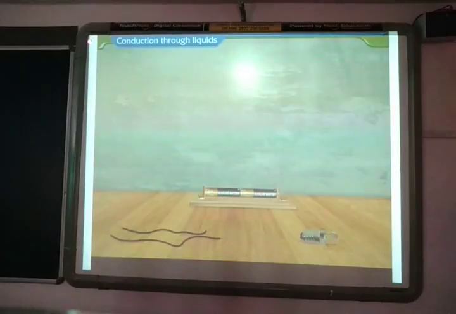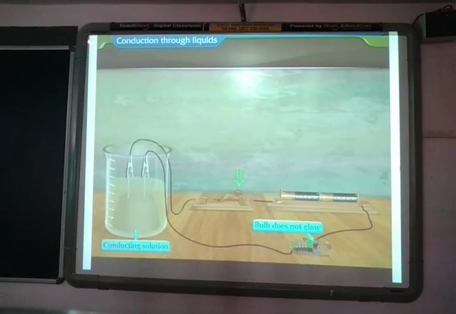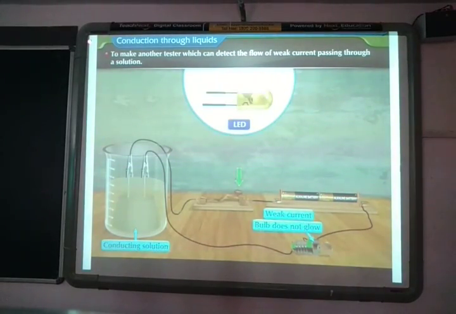We have learned to make a tester with the help of a battery, torch bulb, and connecting wires. However, sometimes, even if the solution is conductive, the torch bulb of the tester does not glow. Let us find out this reason. Let us now make another tester which can detect the flow of weak current passing through a solution by replacing the torch bulb with an LED.